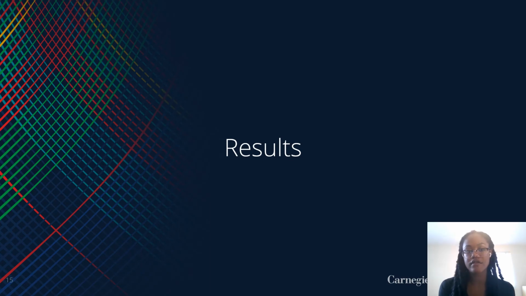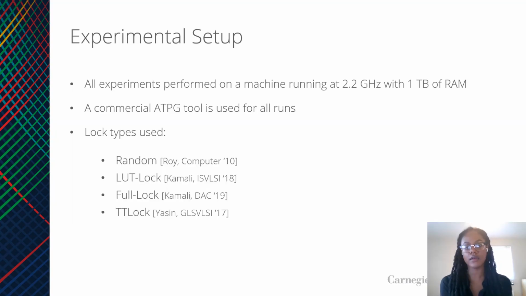So now I'll show the results of running our corruptibility measurements on various lock circuits. For our experimental setup, all experiments are performed on a machine running at 2.2 GHz with 1 TB of RAM. And then all ATPG runs are done using a commercial ATPG tool. And so for lock types, we're using random lock, full lock, and TT lock.